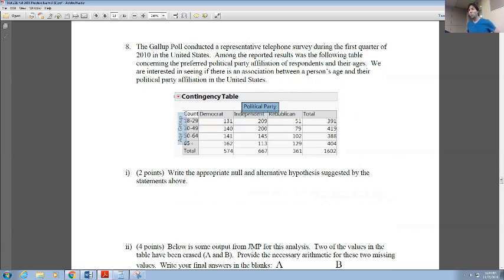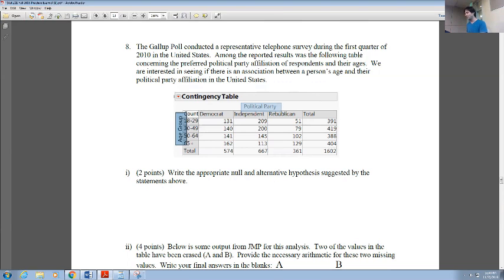And for the null, what do you say between them? You say age group and political party, or you just say age group is independent. You could say R afterwards, but I usually just put independent between them. Age group is independent of political party. That's all you have to do. And then what's the opposite of independent? You just say age group is not independent.